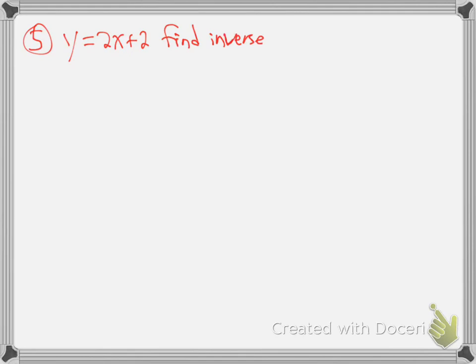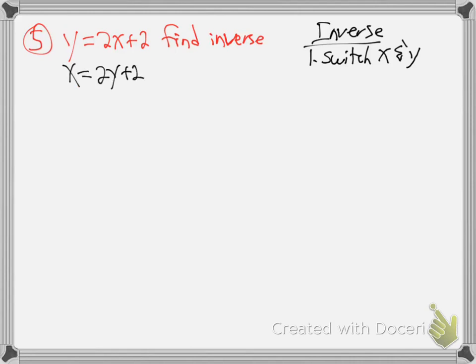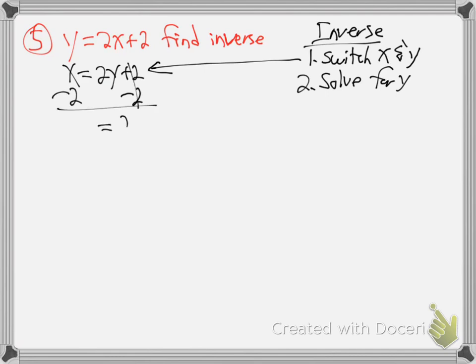How do we do it? How do we find an inverse function? So to find an inverse function, number 1, we switch, invert x and y. So do that. So this becomes x, this becomes y. That's step 1. Step 2, solve for y, get y alone. So to get y alone, subtract 2 from both sides.